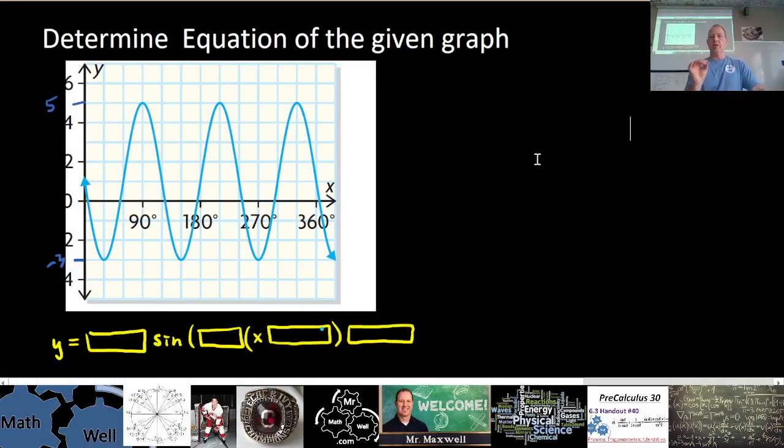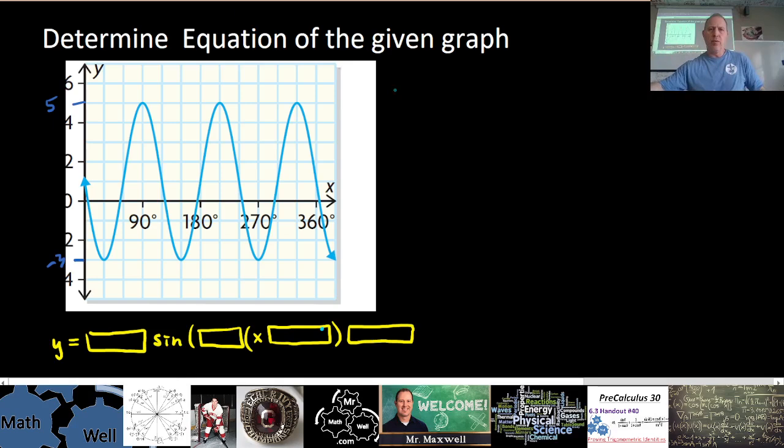All right, so this is the most important part of this section here in 8.4. Determine the equation of the given graph. So now we need to determine the characteristics of this graph. We need to associate those with A, B, C, and D. And then we need to put it into the format of the transformed sinusoidal graph that we have down here. So this is what this section's all about.